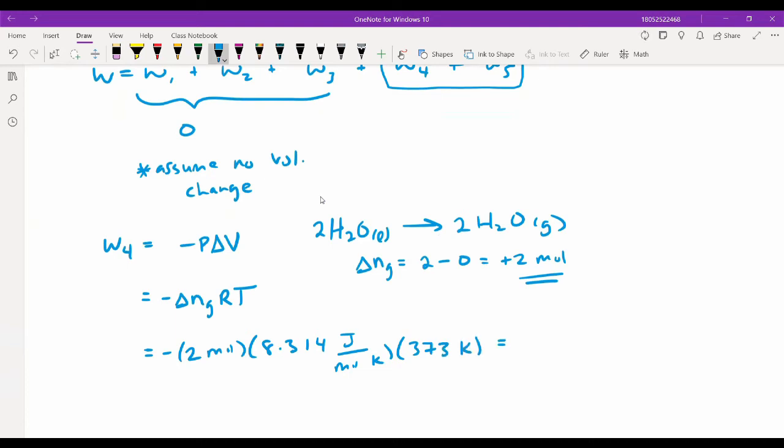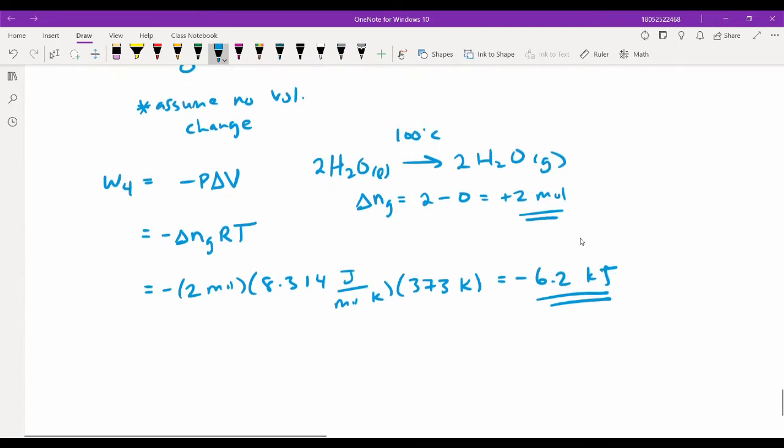And then we can plug in R, our constant, and T, this is 100 degrees Celsius, right? So this is happening at that temperature, 373 Kelvin. And this work is negative 6.2 kilojoules, right? We're expanding, making gas, doing work.